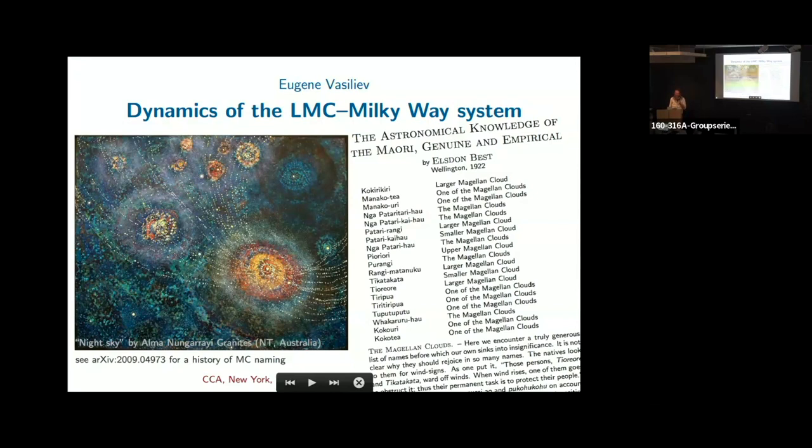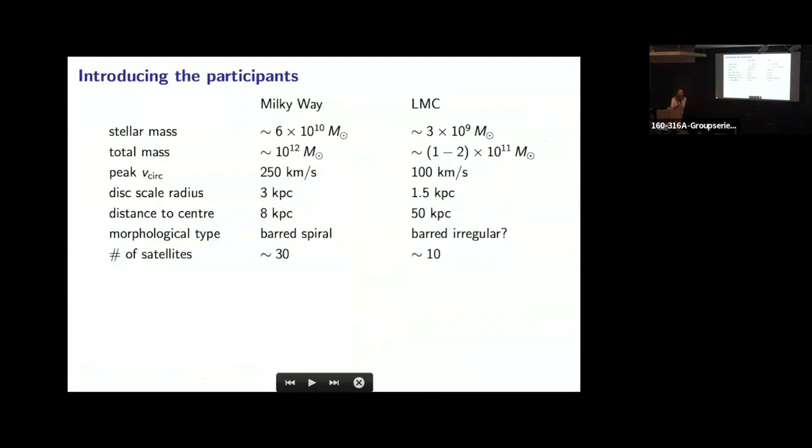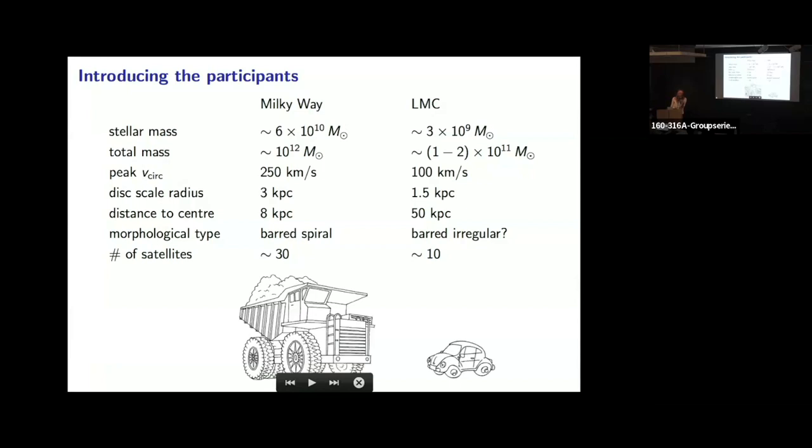Ekta already introduced the fact that the LMC is quite a considerable neighbor of the Milky Way, and all the numbers that we have here illustrate that it might be quite dynamically important. It's only between 5 and 10 times smaller than the Milky Way itself. Even though the ratio is quite high, the effects that we can measure at the current level of precision are significant and should be taken into account.